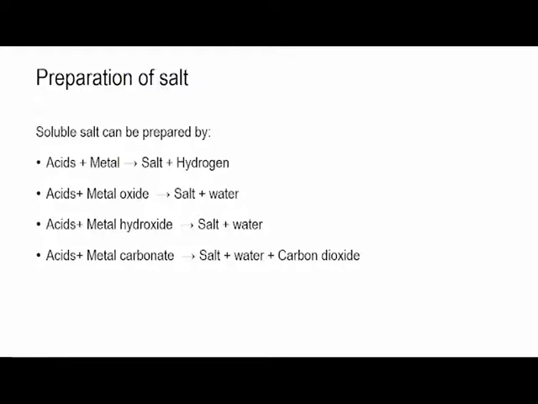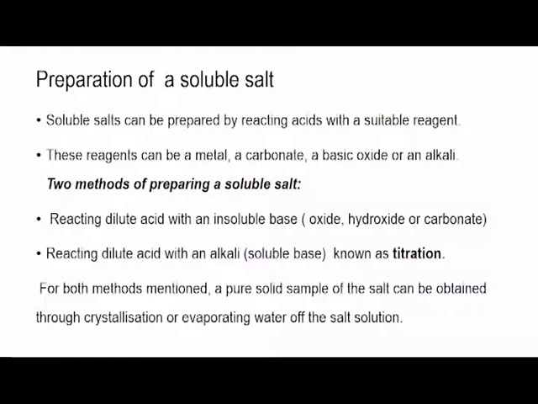Therefore, if we are to prepare a soluble salt, all we need is an acid and any of the metals, be it a metal alone or metal hydroxide, all those that can react with the acids. Because we know some metals cannot react with acids. How do we prepare a soluble salt? A soluble salt is a salt that can dissolve in water, or it's a salt that we prepare such that at the end of the reaction we have a solution.